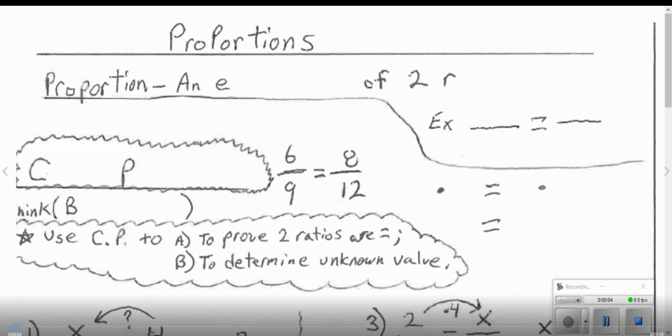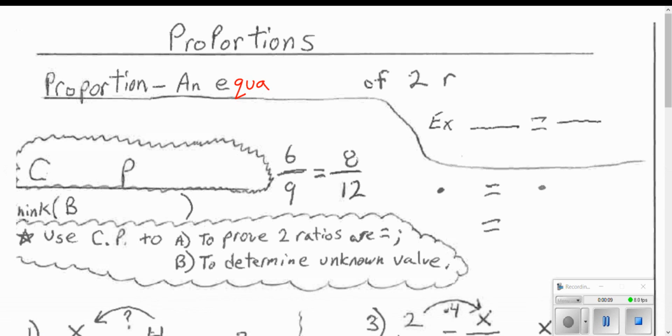Alright, let's talk about proportions. What is a proportion? It is an equality of two ratios. And here's an example. If I have 1/2, that's equal to 3/6. They're both equivalent. It's an equality of ratios. Those are two ratios that are equal.